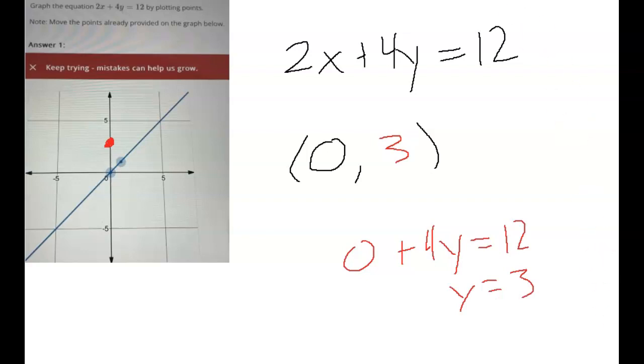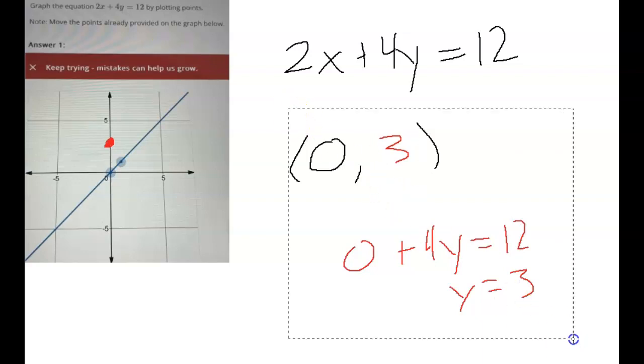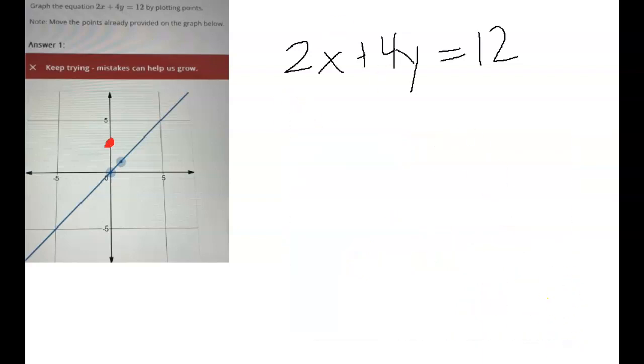Now you can do this with any number. You can plug a 1 in for x, a 2, a 3. You can plug negative numbers in. And the same for y. Plug values in for y, 0, 1, 2, whatever, until you get 2 points. Once you have 2 points, you have your line.